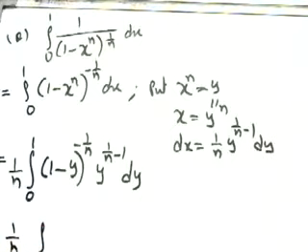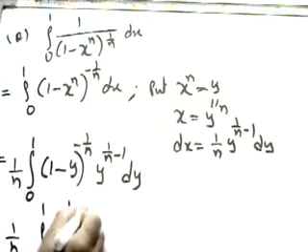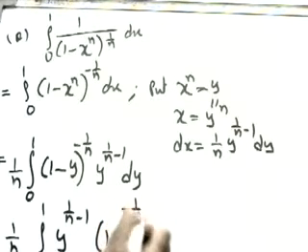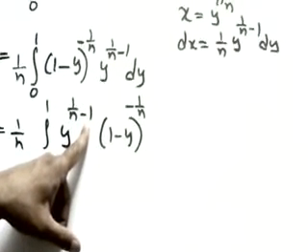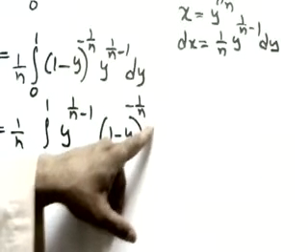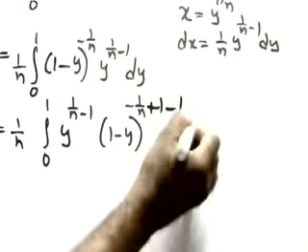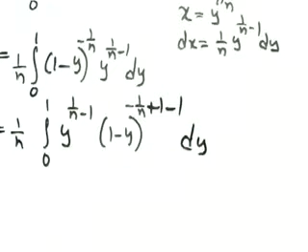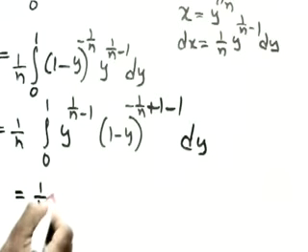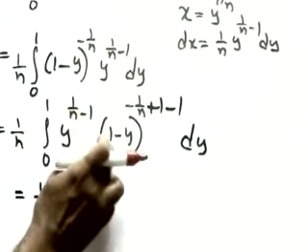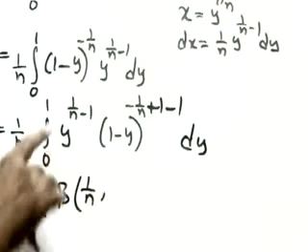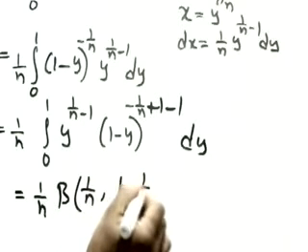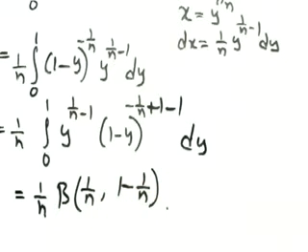Now see here, you first write this one: 1 by n integration 0 to 1, y power 1 by n minus 1, (1 minus y) power minus 1 by n. You see here, to bring it into the formula, we are already having minus 1 here, but here we don't have minus 1. To bring minus 1 here, we write plus 1 and minus 1. So let me change this one. Equals 1 by n into beta, x power m minus 1 into (1 minus x) power n minus 1 is beta of m comma n. So beta of, in place of m, we are having 1 by n. In place of n, you write first one, this 1 minus 1 by n.